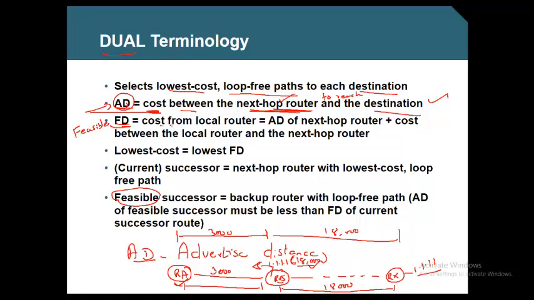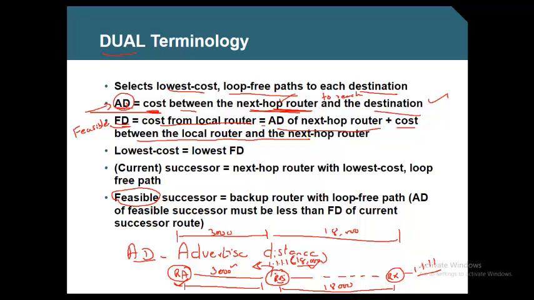The cost from the local router is equal to the next router's advertised 18,000 plus your router and next router metric, that is 3,000. So feasible distance is nothing but the total distance. Okay, got it. Feasible distance, how did you calculate?